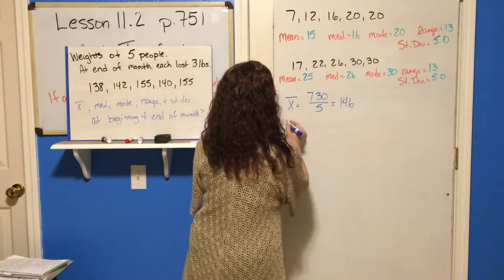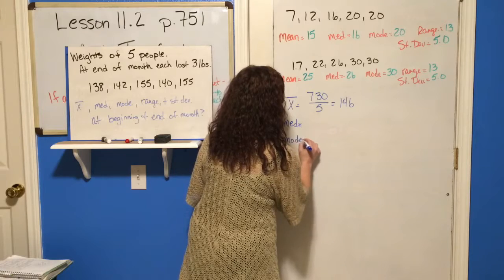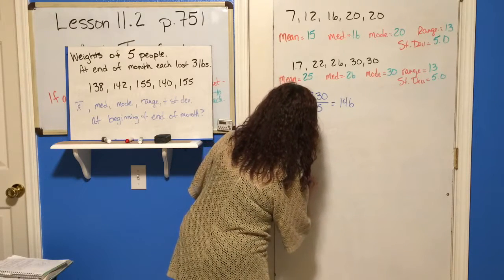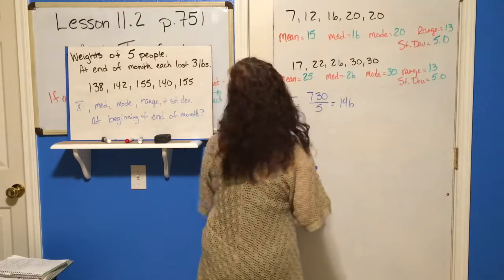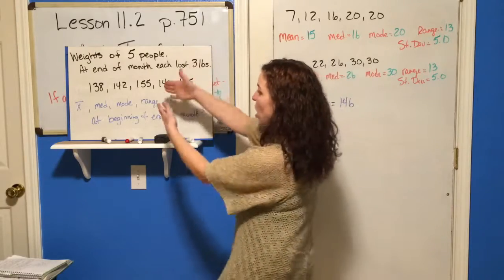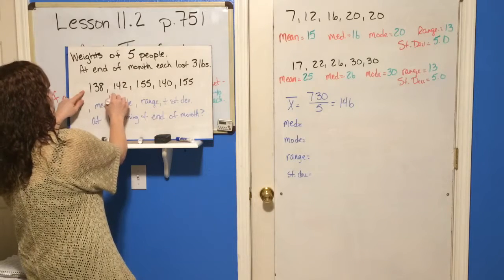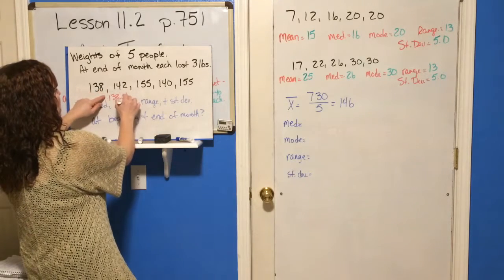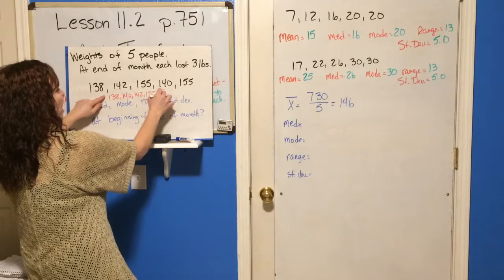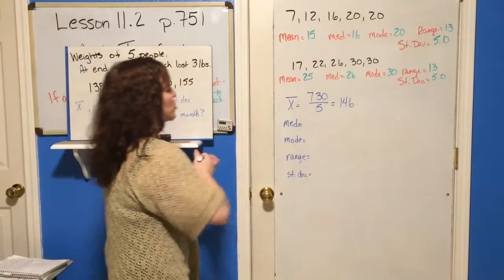All right. The median, mode, range, and we want the standard deviation. Okay, so the median, remember, is the middle. However, don't forget, we can't just go to the middle. We've got to put them in order. So 138 is the smallest, and then 140, and then 142, and then 155, and then 155. Now when we go to the middle, 1, 2, 3, 142 is your median.